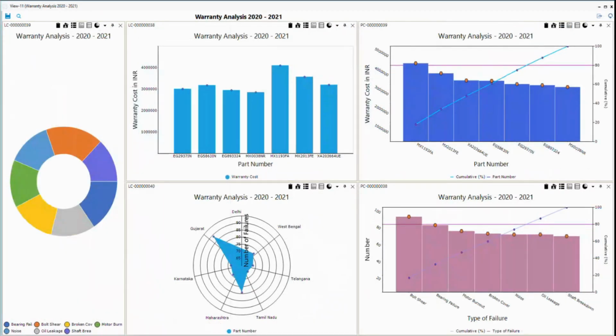Similarly, when you look at region-wise or cost-wise, the picture changes completely. Where to put my eggs? In which area should I concentrate to reduce my overall cost, the burden that is coming in?